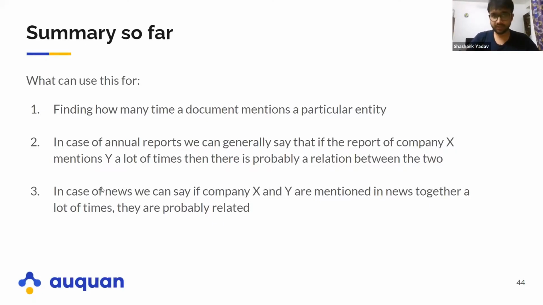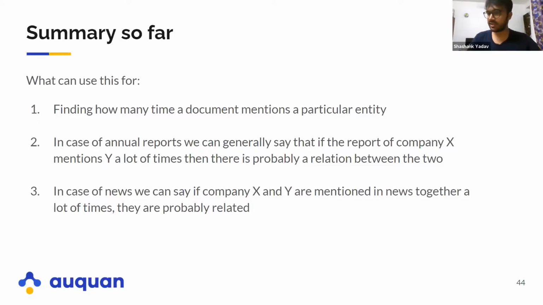So what we can do using what we have done so far, we can count how many times a document mentions a particular entity. So like we did earlier, we can count how many times a document mentioned Marks and Spencer. So how is this helpful? So suppose Microsoft was mentioning some company in their annual report a lot of times. That might say that there is some relation between Microsoft and that particular company. Otherwise, why would they mention it so many times in their annual report, which is probably their most relevant document?